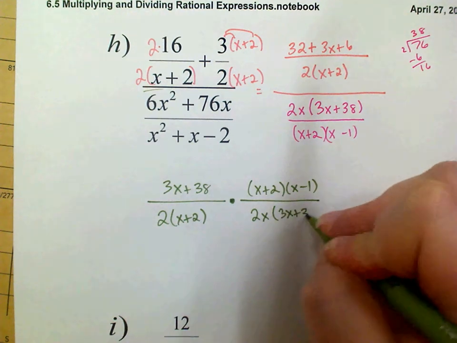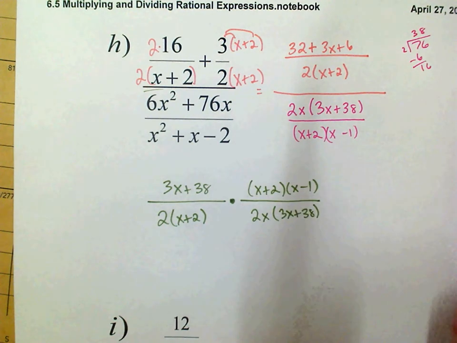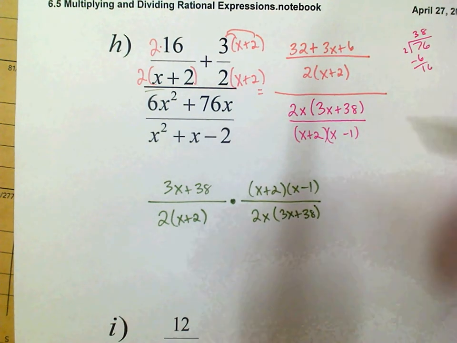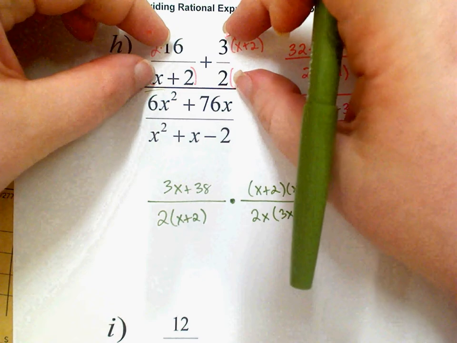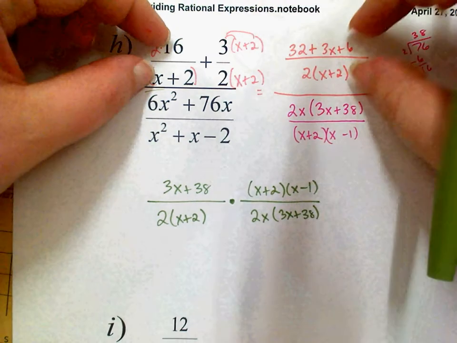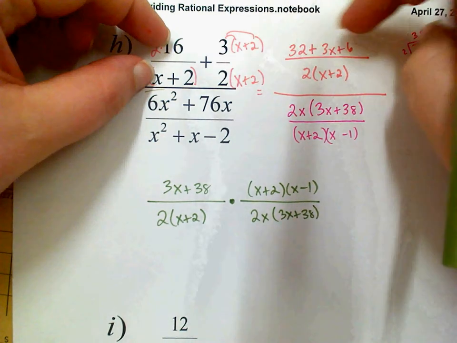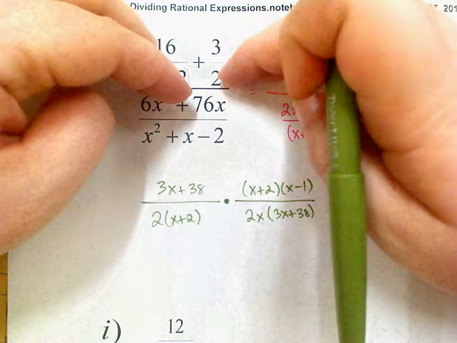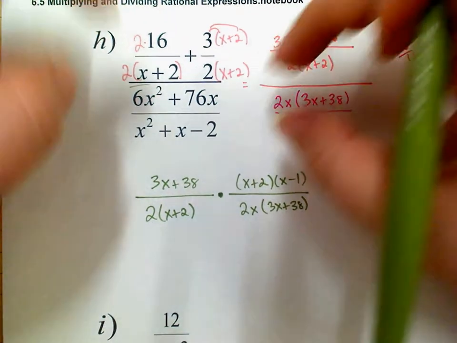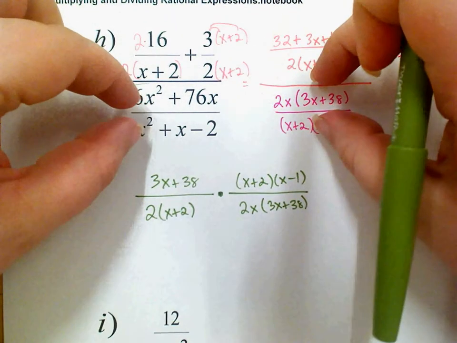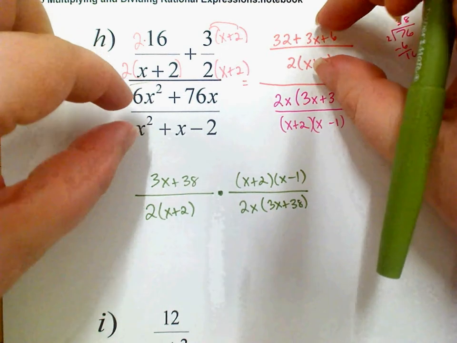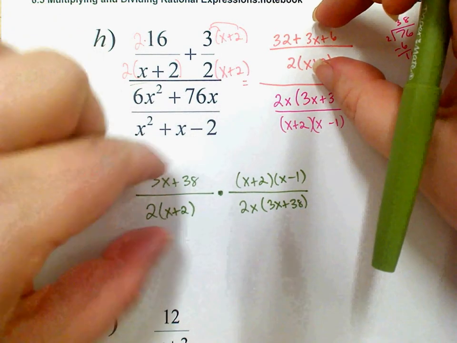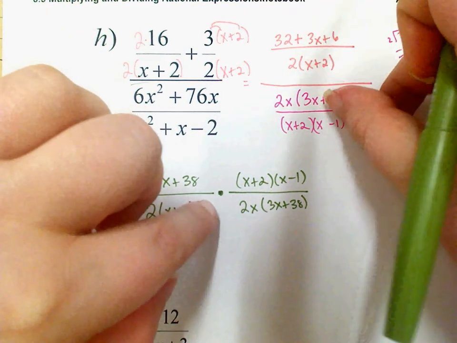Okay, so combine this fraction using common denominators, and then simplify into one fraction. Combine the numerators, 32 plus 3x plus 6 over the common denominator, 2 times x plus 2. And then I just factor the denominator, and then I said, okay, this is equivalent to saying this fraction times the reciprocal of that fraction. So just flip it and put the numerator on the denominator and denominator on the numerator.